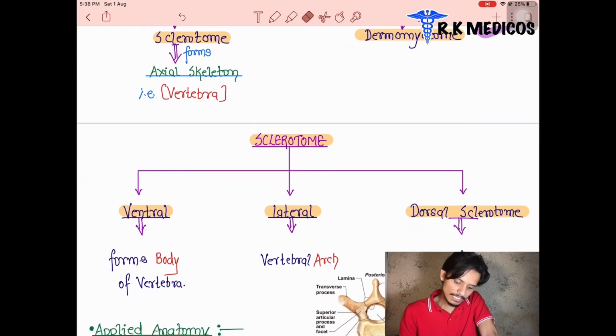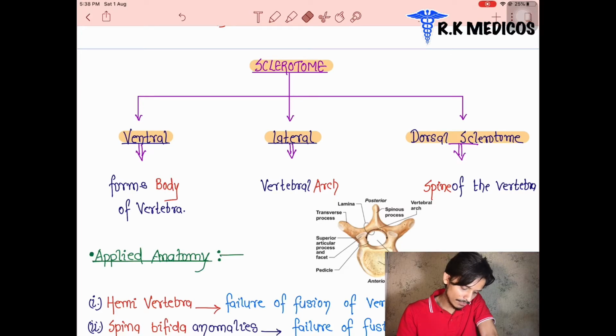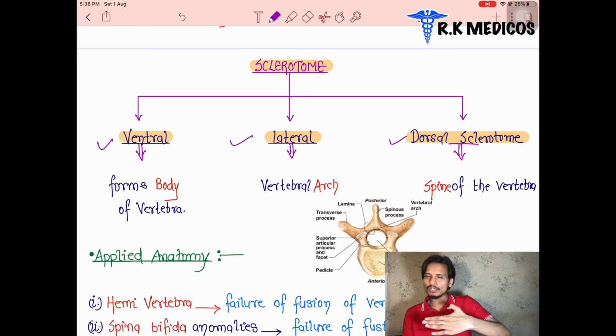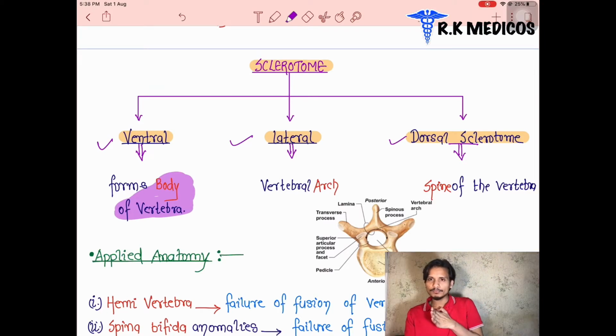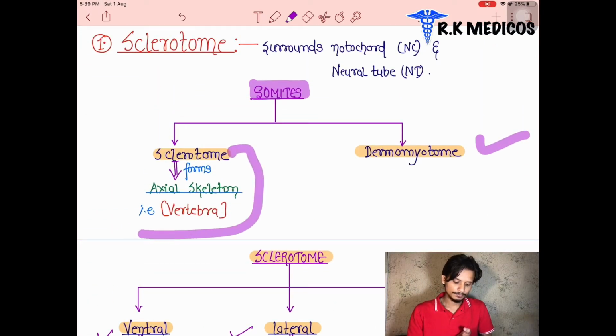Next we can say the sclerotome. Sclerotome, the first point: ventral, lateral, and dorsal. Already told you. The part in front of the notochord is called the ventral sclerotome, and the ventral sclerotome is going to develop a structure called the body of the vertebra. So now you tell me, the sclerotome forms the vertebra. It's simple. It's already written here.